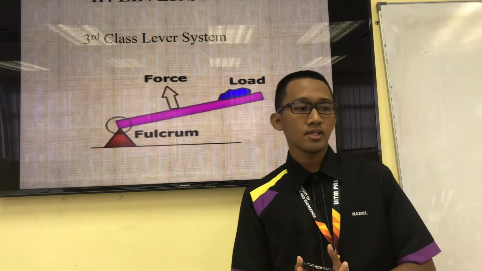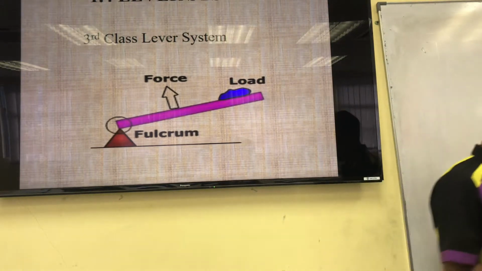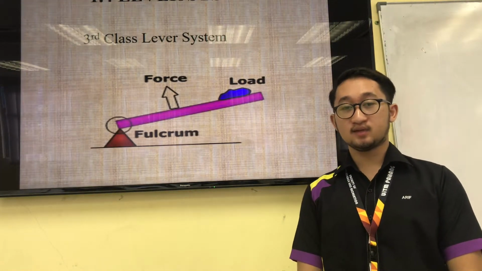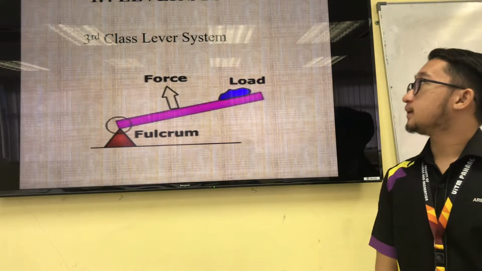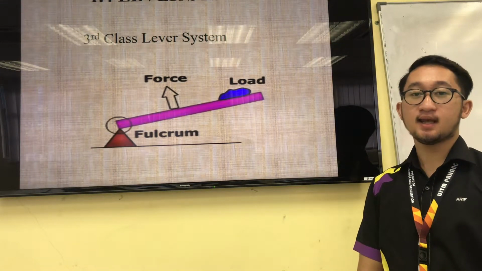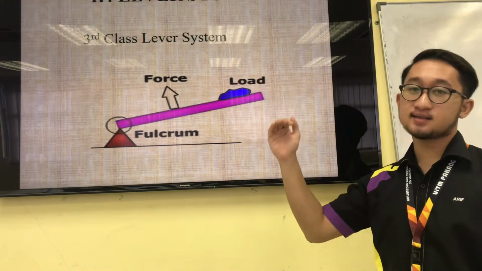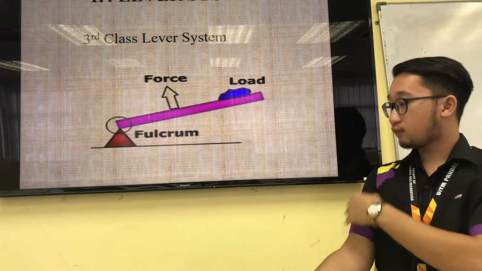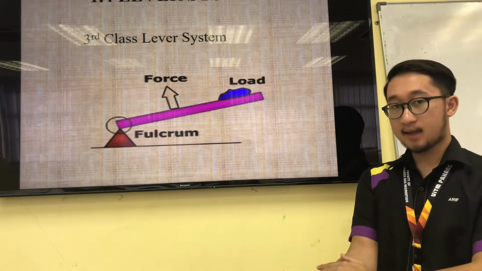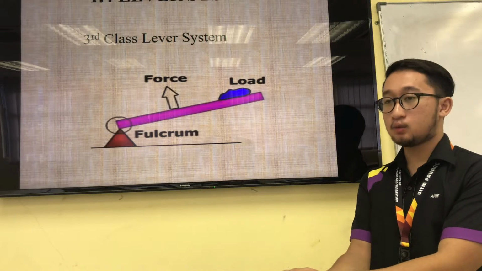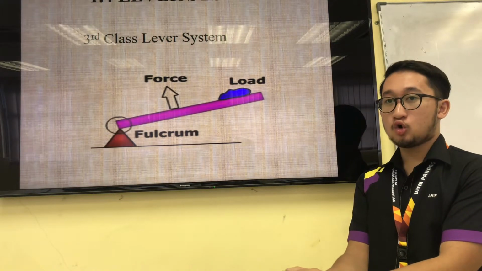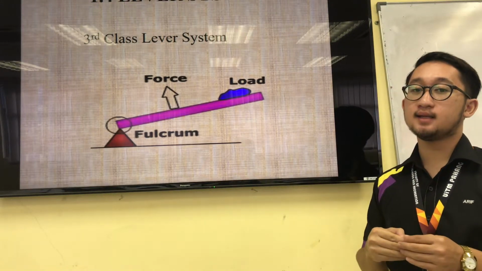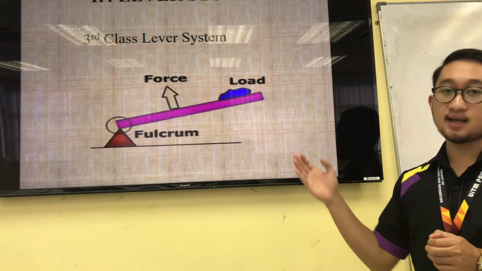Hareez will proceed. Next slide. Assalamualaikum. I'm going to continue the presentation. The lever system used in hammer throw is the third class lever, where the fulcrum is at our shoulder. The force we use is at the hand, and the load happens to be the hammer. So the lever system for biomechanics in hammer throw is the third class lever.